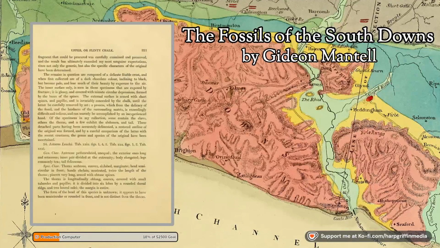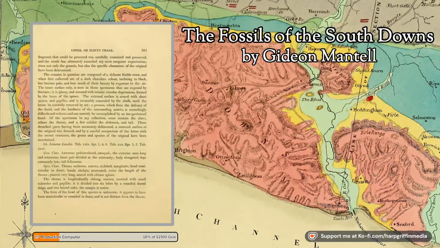The remains in question are composed of a delicate friable crust, and when first collected are of a dark chocolate color, inclining to black, but become pale and lose much of their beauty by exposure to the air. The inner surface only is seen in those specimens that are exposed by fracture. It is glossy and covered with minute circular depressions, formed by the bases of the spines.